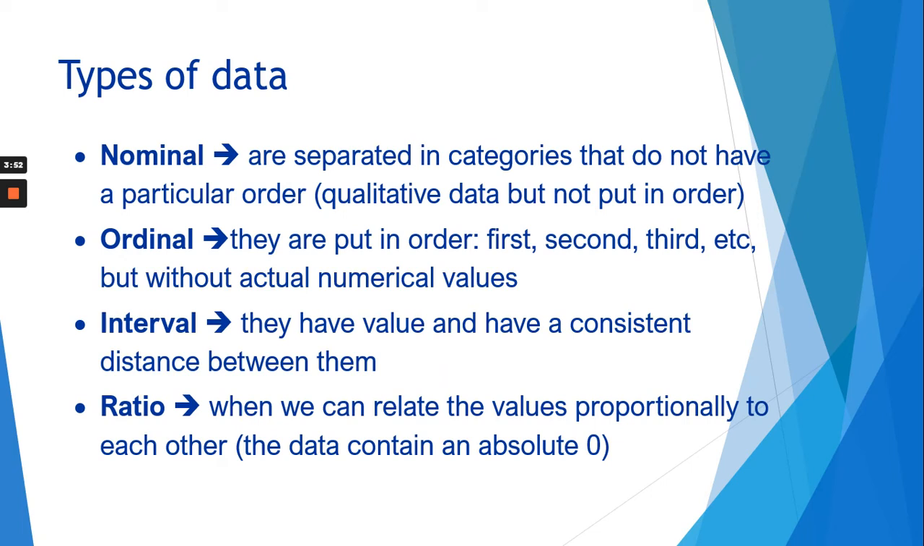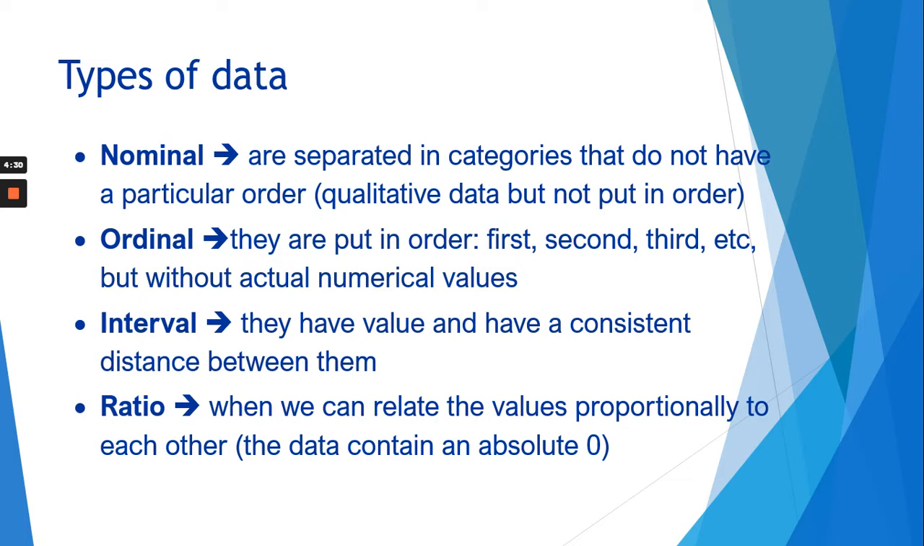Okay, there are 4 types of data. The nominal data are separated into categories that don't have a particular order. So qualitative data, but not put in order. For example, a football team that people cheer for, Palmeiras, Corinthians, etc. There's no first, second, and third. On the other hand, the ordinal data have a first, second and third position, so they can be put in ranks. That's the main difference between the nominal and ordinal data.